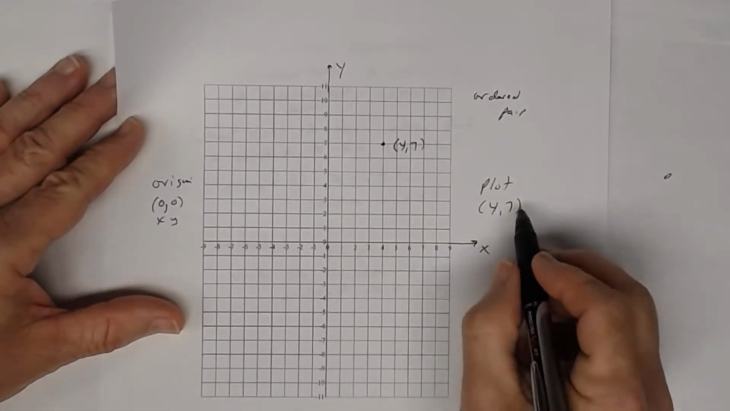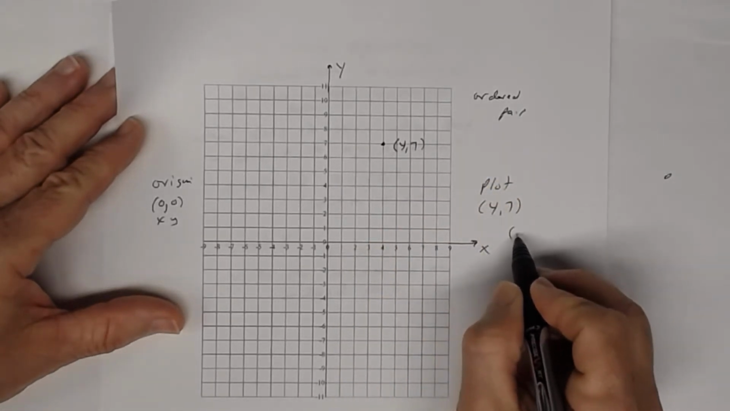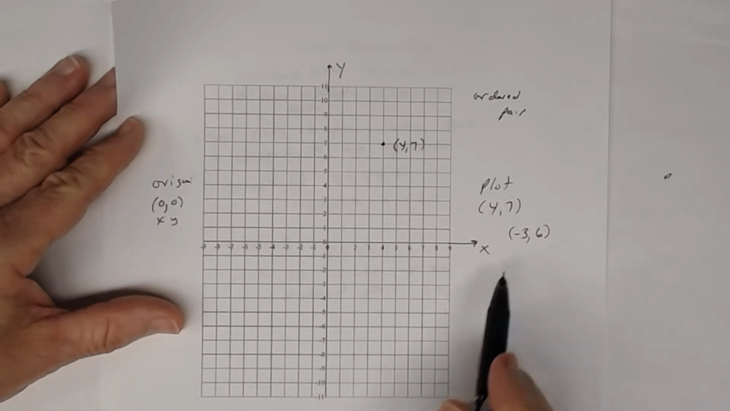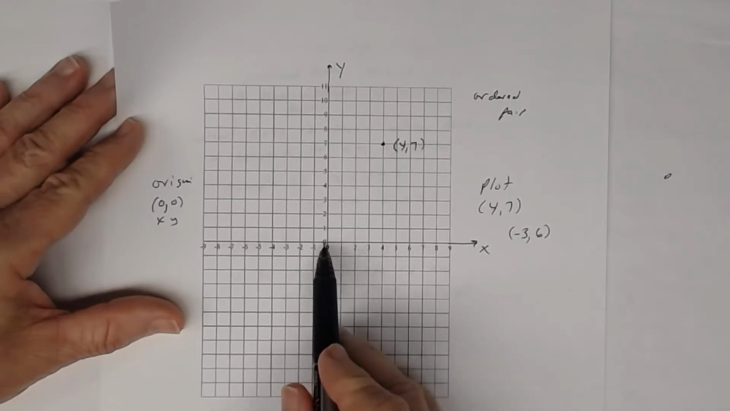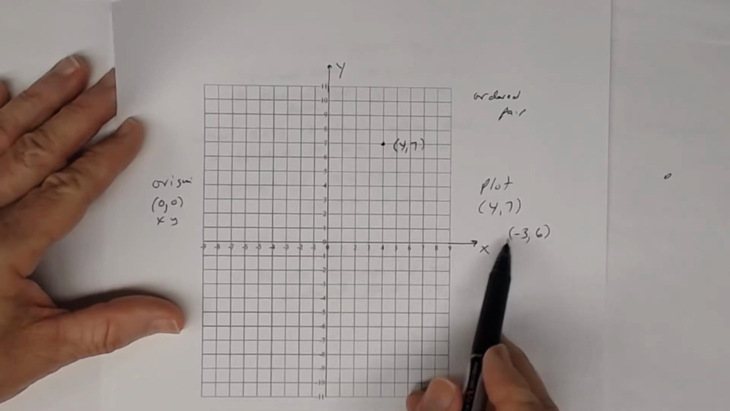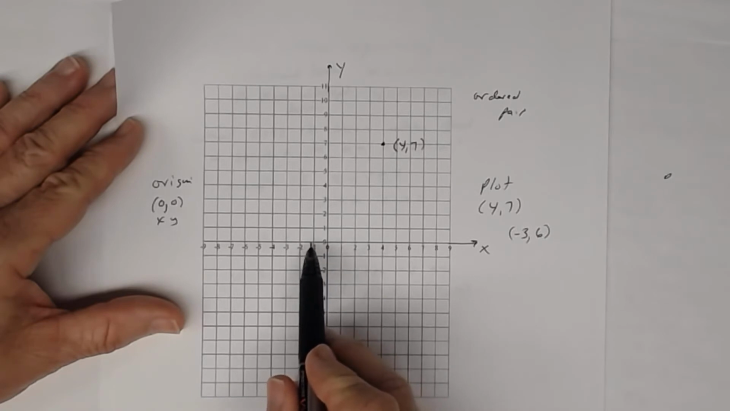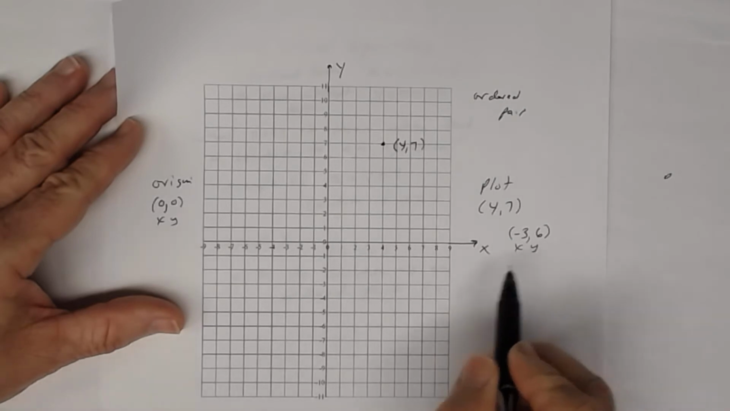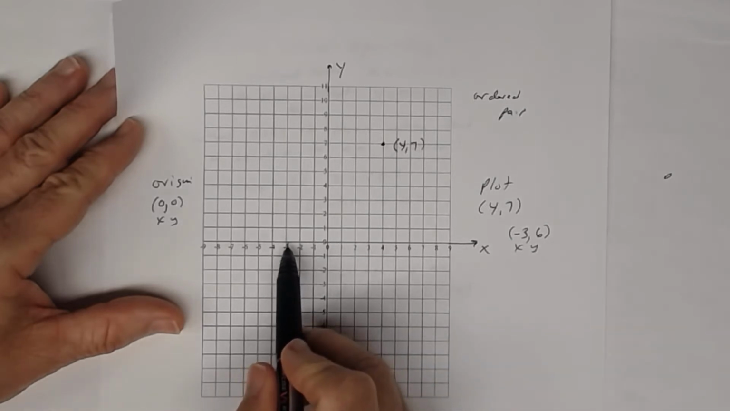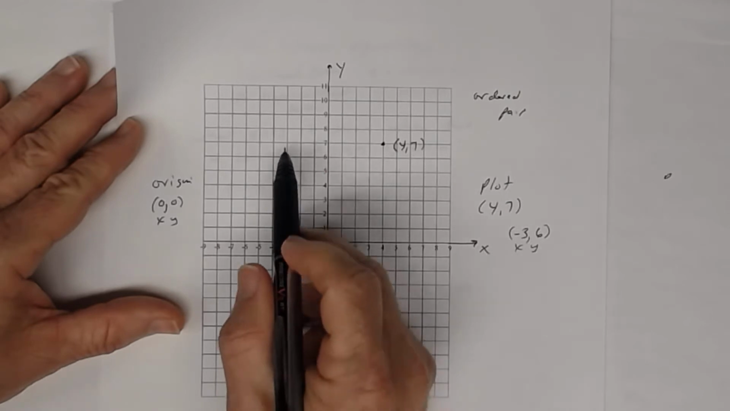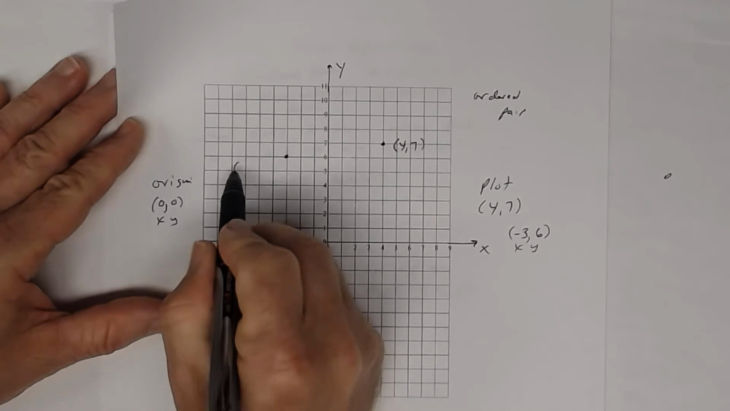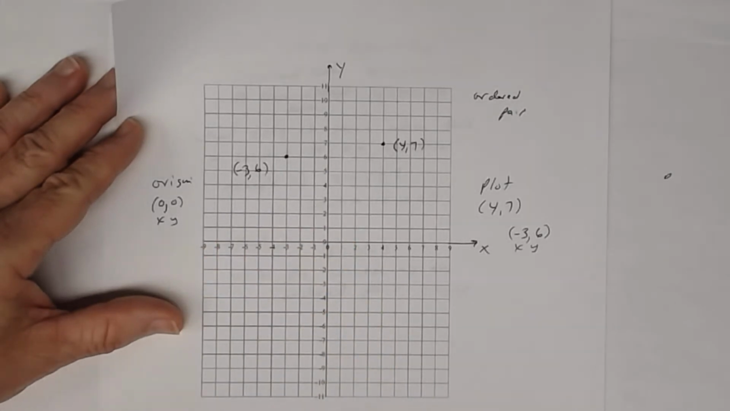Okay? Now, if you want to plot the point, let's say (-3, 6), then again you start at the origin, and since x is negative 3, you're going to go to the left 3 units, 1, 2, 3. And then y, this is x, this is y, is 6, you're going to go up 6 units, 1, 2, 3, 4, 5, 6. So this is the point, and you're going to label it as an ordered pair, and that's the point (-3, 6). Okay? So that's what we mean by an ordered pair.